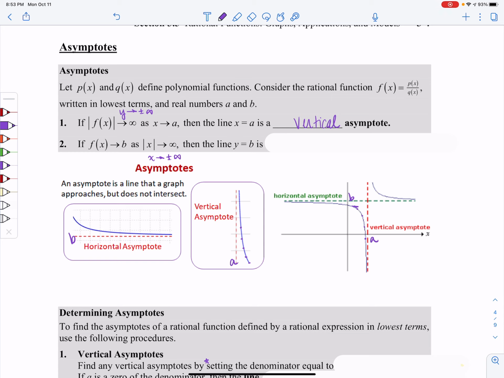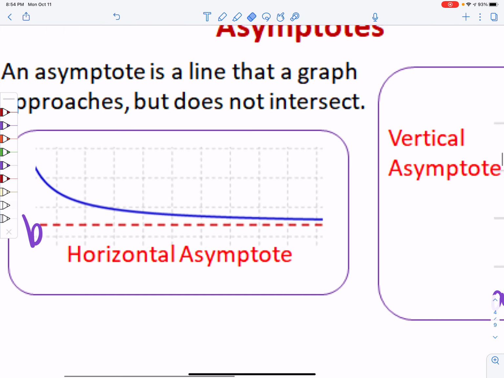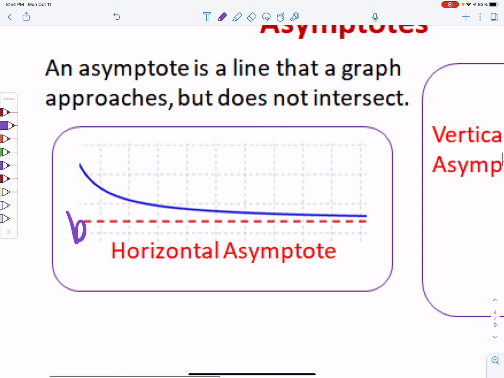On the flip side of that, the horizontal asymptote is going to be when my x's get closer and closer to either infinity or negative infinity, and my y's are getting closer to some b value. All right, so in the example that I have on this one, notice that my x's are going towards positive infinity, but this dashed line is at the y value of b, and my y values are getting closer and closer to b. So my x's are going toward infinity, but these y's are getting closer to that dashed line.